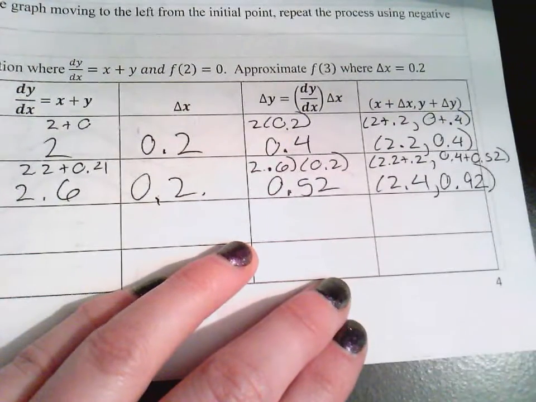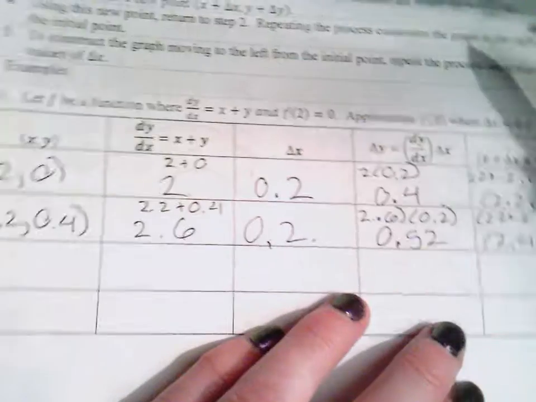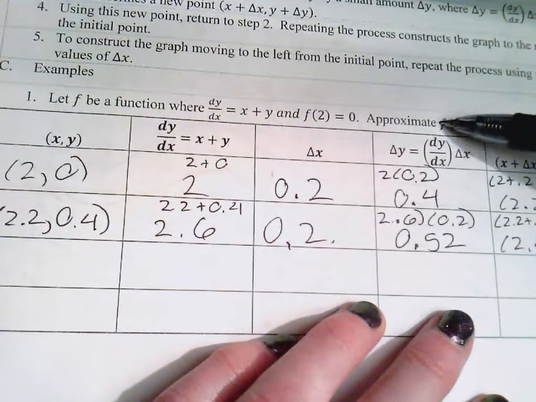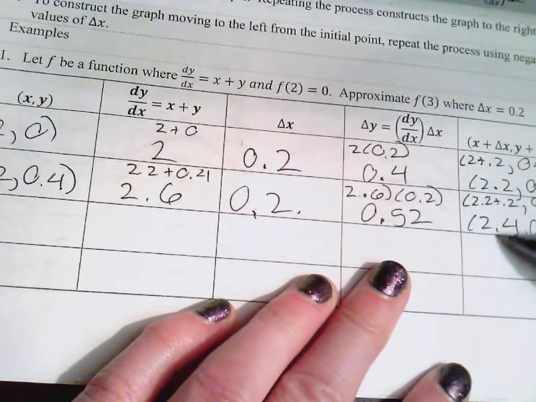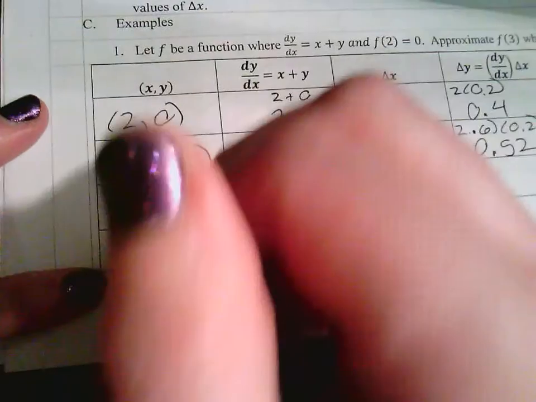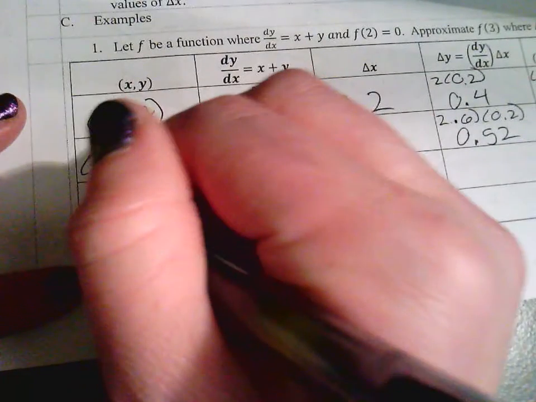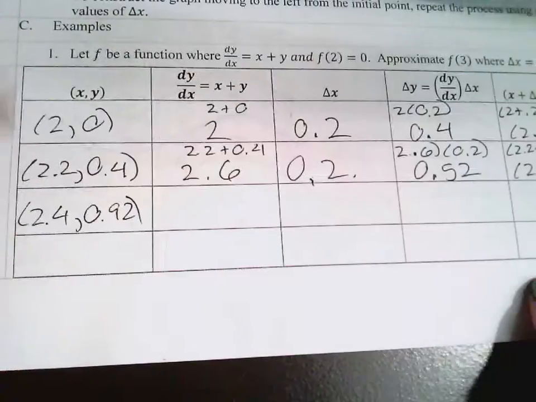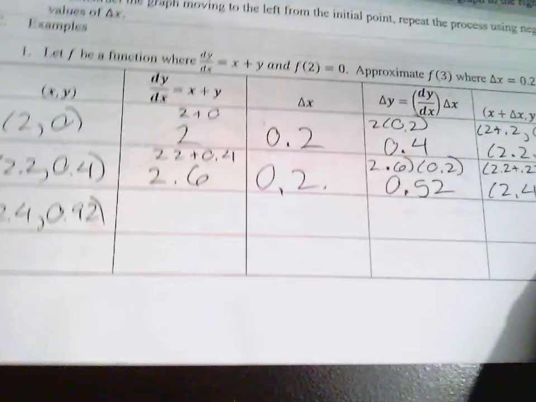Okay. Also, if you're wondering when you're done, you are done when you hit f of 3. It's approximate f of 3. So when this number gets to 3, that's when you're done. All right, your new x value was 2.4, 0.92 from there. Start the process over.